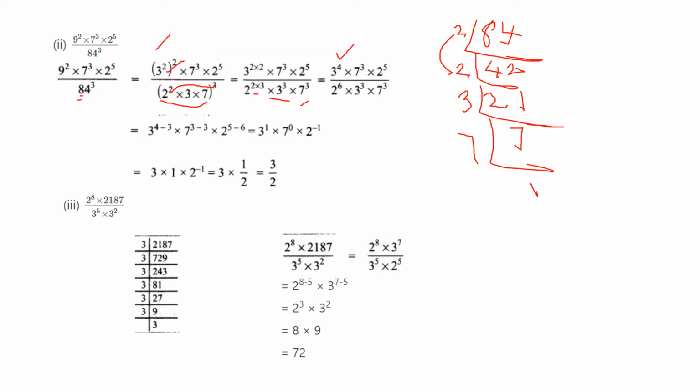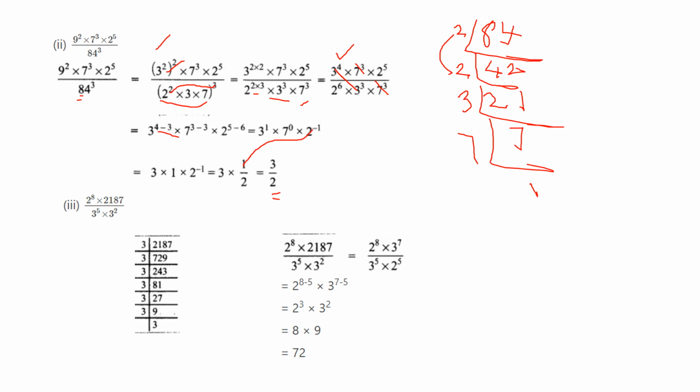So directly you cancel or you use the formula: a power m divided by a power n means a power m minus n. So for 3, here you see 4 minus 3. 7, directly you cancel it, no problem. So 7 power 3 minus 3, also 7 to the power 0, that is 1. Next here 2 to the power 5, here 2 to the power 6 in the denominator. So 5 minus 6, 2 to the power minus 1, we can write it as 1 by 2. Therefore 3 into 1 by 2 we get. So 3 by 2 is the answer.